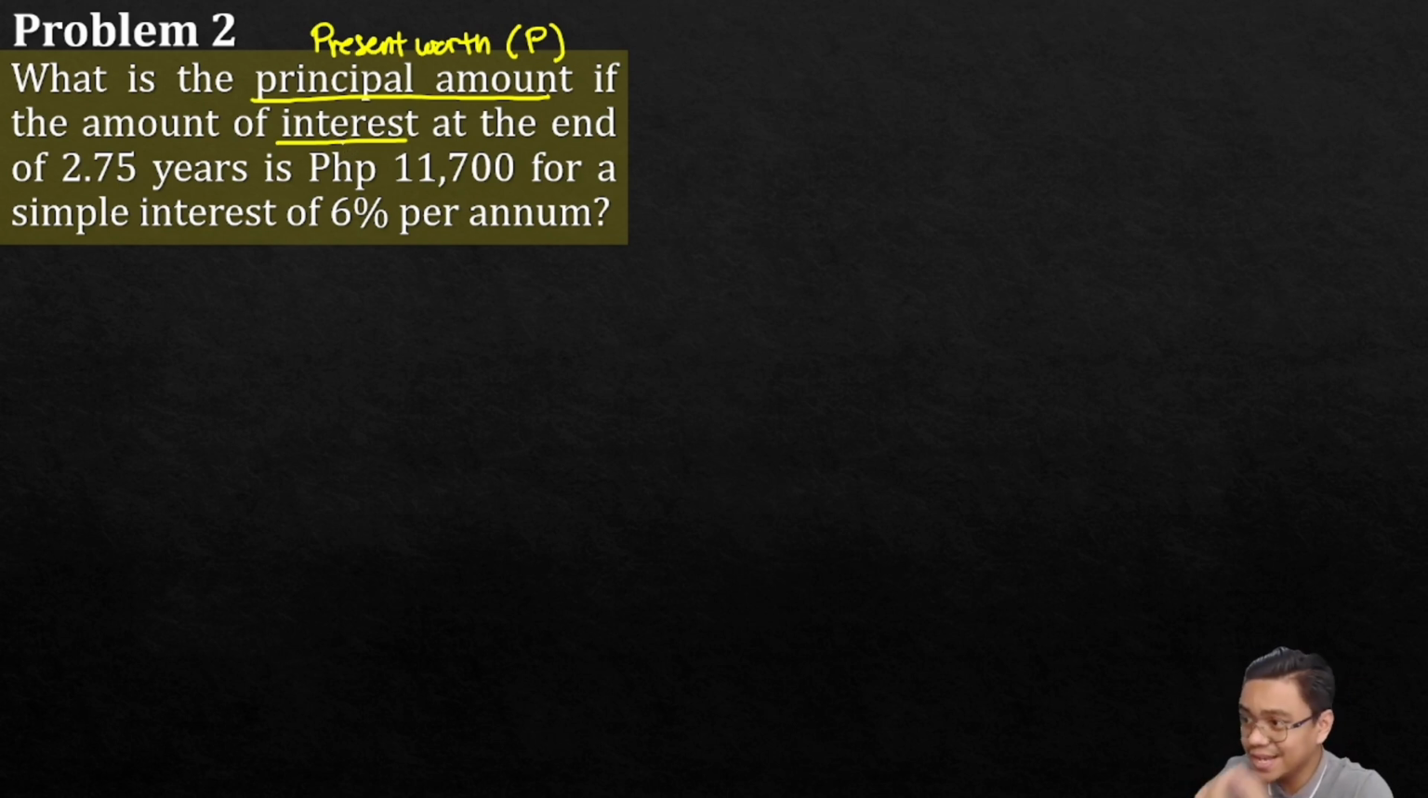So in this case, interest at the end of 2.75 years is 11,700, meaning this 11,700 is your I. And it says at the end of 2.75 years, more or less, this is your period, your N. Now, for a simple interest of 6% per annum, this is our small i, or what we call the interest rate.